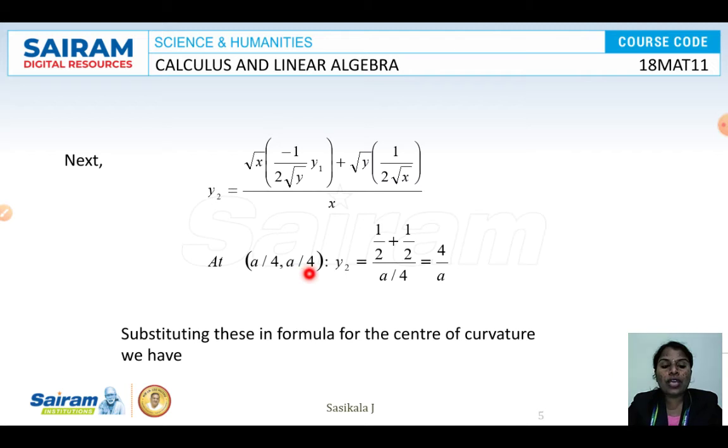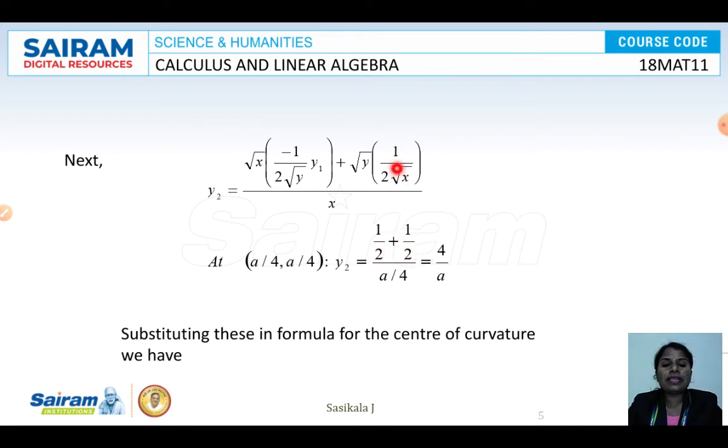Now you have to substitute in y2 at x is equal to a by 4, y is equal to a by 4. So what will happen? You can see a by 4, then minus 1 by 2 into root of a by 4, into this will be a minus 1. It will become plus 1, right? 1 by 2 into root of a by 4 plus, here also what is that? Root of a by 4, 1 by 2 into root a by 4.